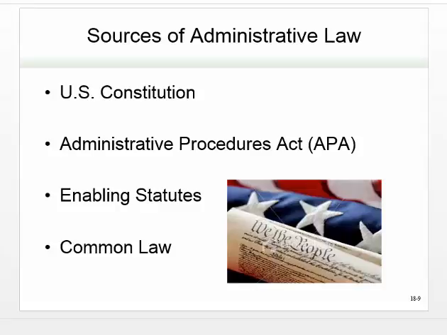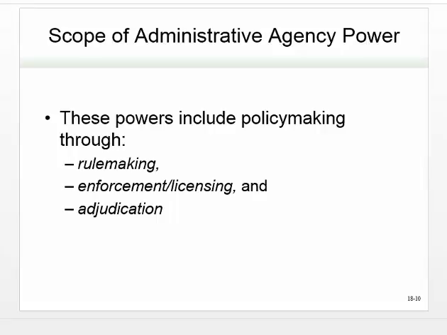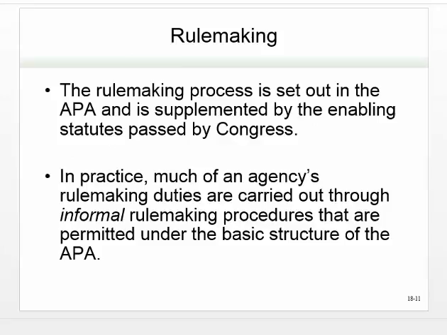And then common law, which is the case law that's created when people sue the EPA or when the EPA sues people, and that creates a case, and the case is common law. So those are sources of administrative law. So what can administrative agencies do? They can make rules, they can enforce and license, issue permits, pay benefits, but they also can adjudicate. So we call dispute resolution or conflict resolution in administrative agencies adjudication before an administrative law judge.